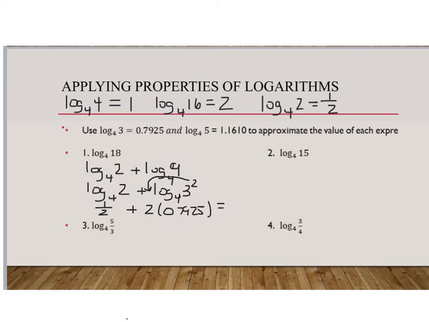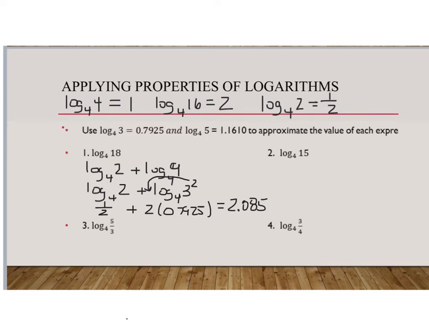All right, then at that point I could use my calculator and just take 0.5 plus 2 times 0.7925, and you would get a total of 2.085. Okay, now 4 to the second power is 16, so 4 to a little bit more than 2 would be about 18, so that seems reasonable.